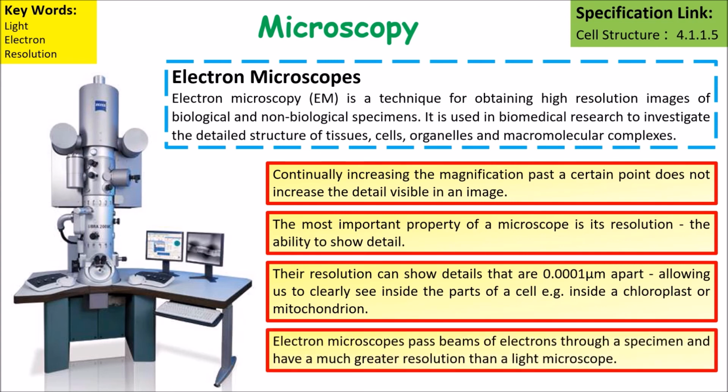Electron microscopes pass beams of electrons through a specimen and have much higher resolution. But because you're passing a beam of electrons, the specimen has to be dead, so we can't look at live specimens, and it has to be done in a vacuum.